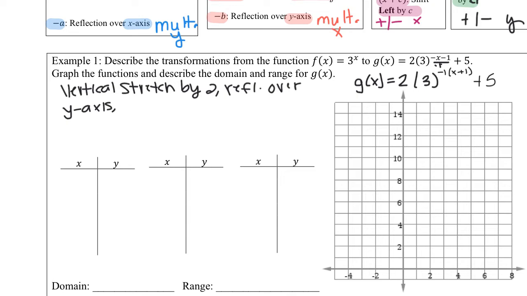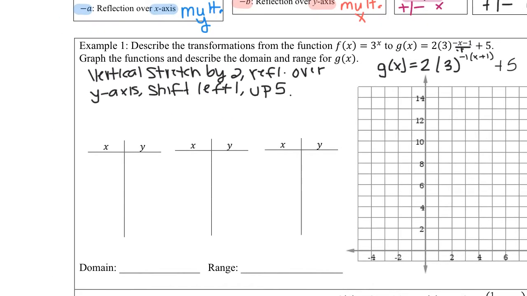C value of plus 1, which means we had a shift right. Oops, sorry, not right. Shift left 1. And then I have a d value of plus 5, which means it was shifted up 5. So there's the description of the transformation. Now let's go on to the graph.